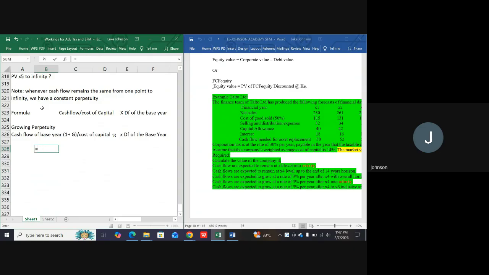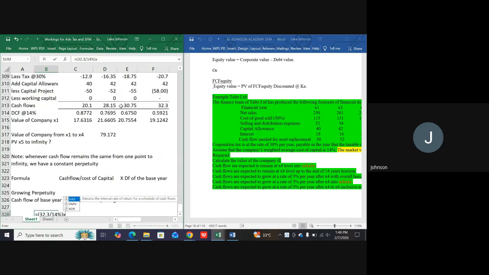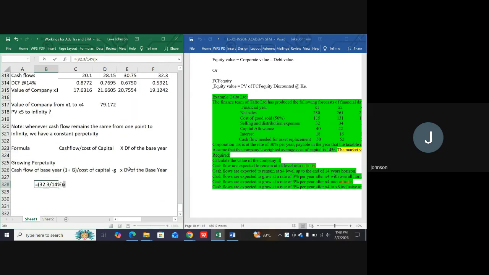So let's start with an equals to. We open our bracket, we say 32.3, divided by the cost of capital, which is 14%. We close the bracket, then you multiply it by the discount factor of the base year.